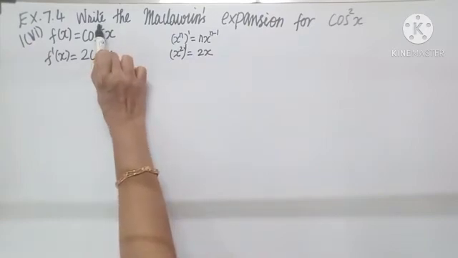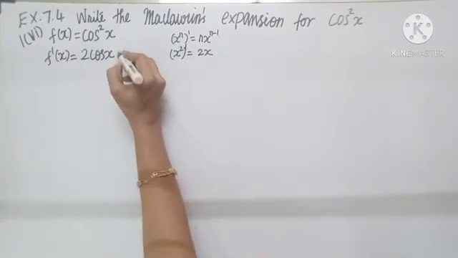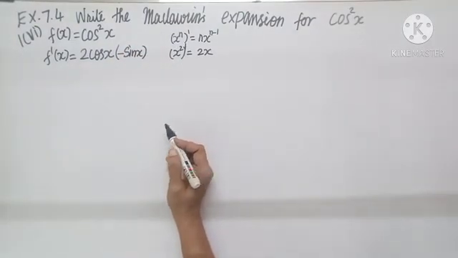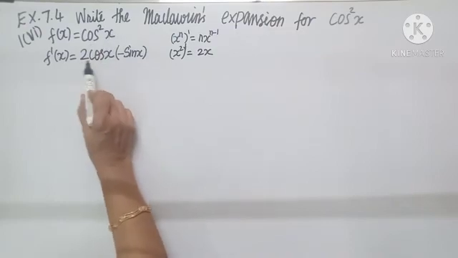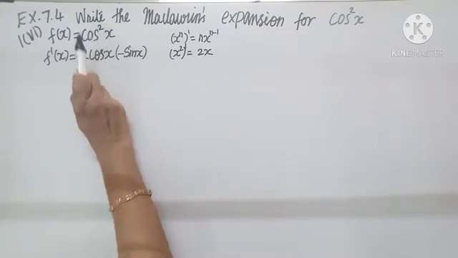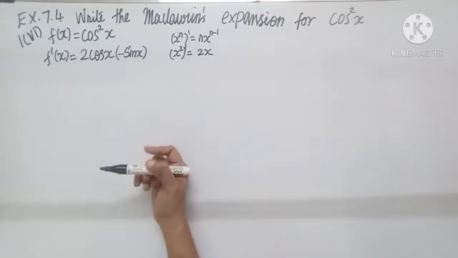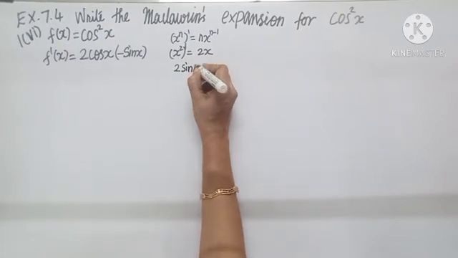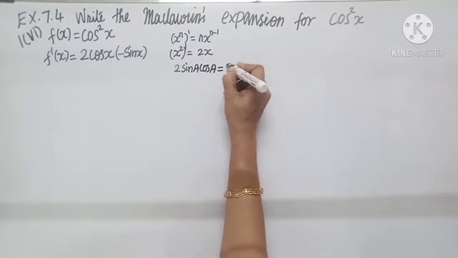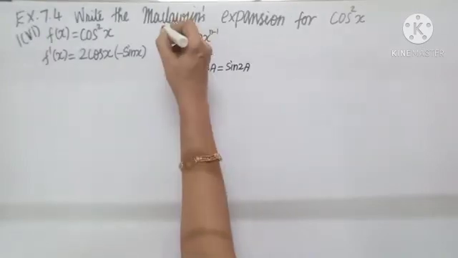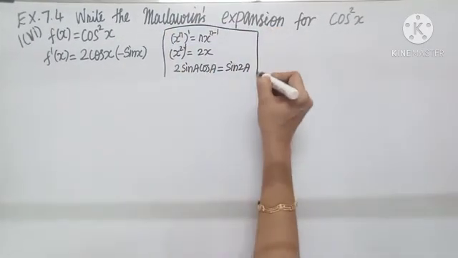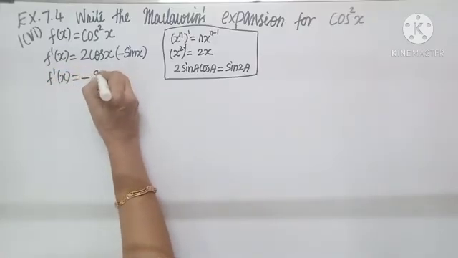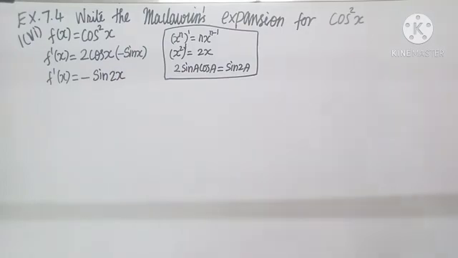Hide square. We are left with cos x. Cos x will become minus sin x. So this we call chain rule. Cos square x will become 2 cos x, hide square, cos x will become minus sin x. In trigonometry, we have learnt 2 sin A cos A is nothing but sin 2A. Applying this formula in this step, we get f dash of x is equal to minus sine 2x.